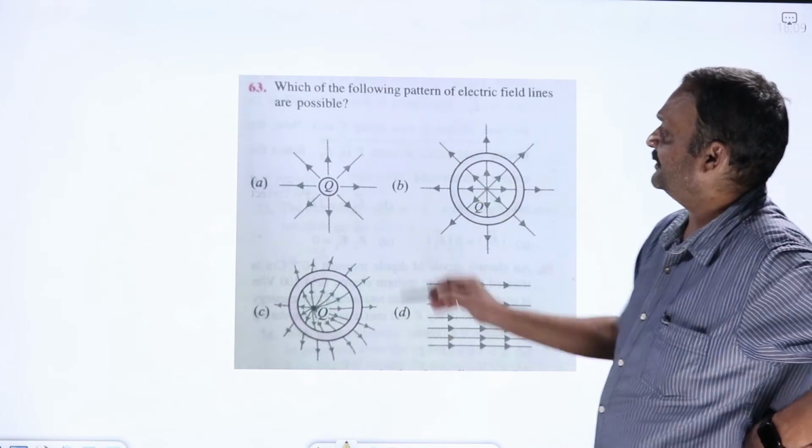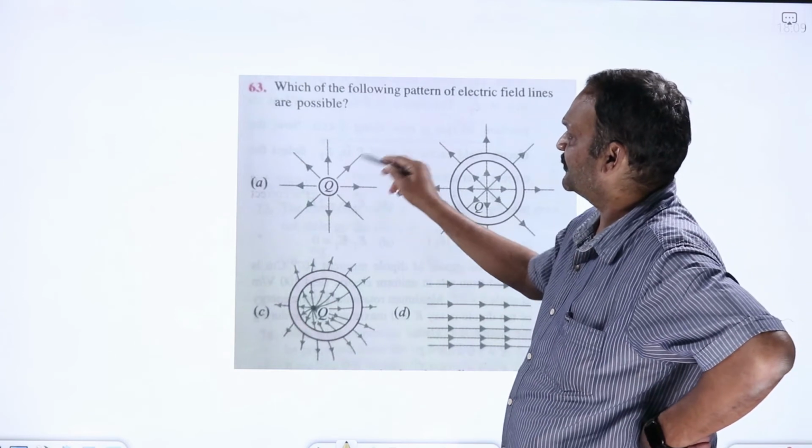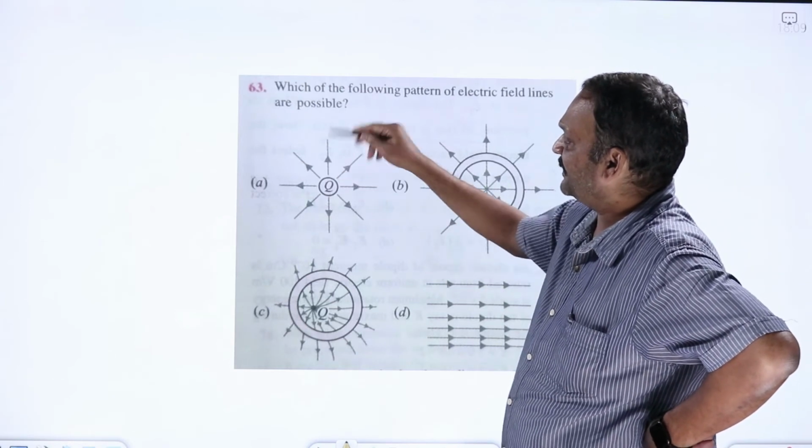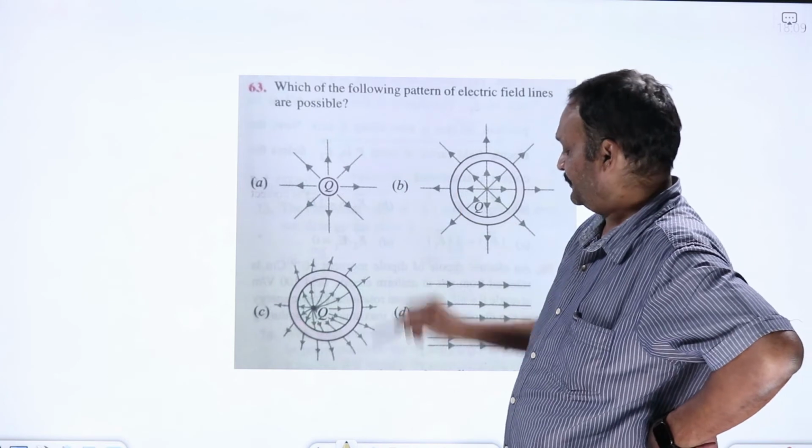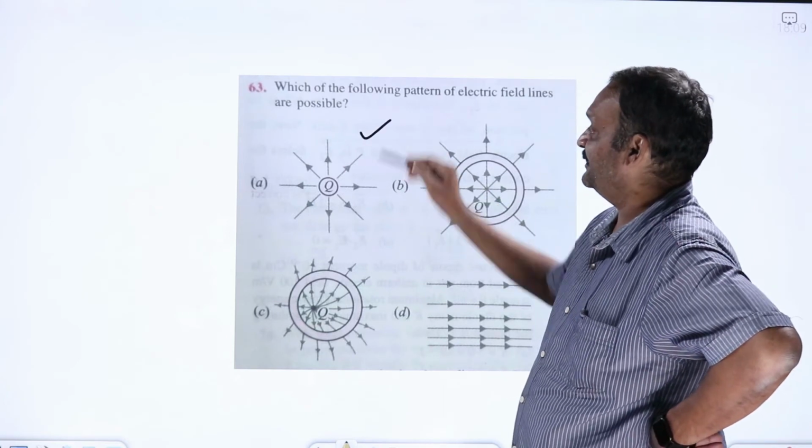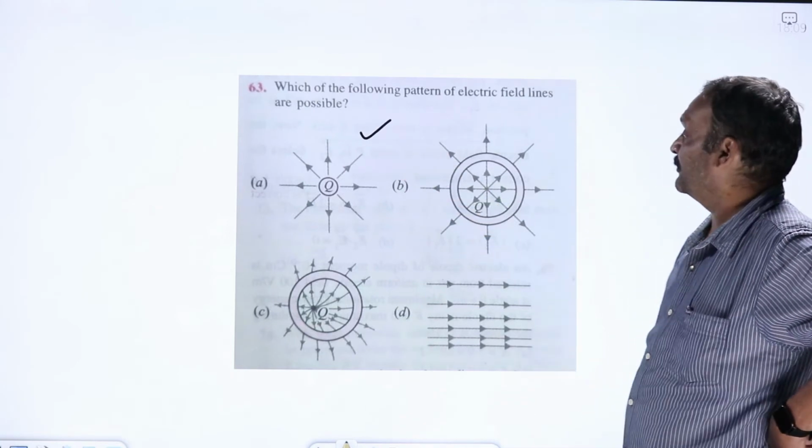Okay, first one, this is some charge q. Lines of force are going out, as we have seen. They are starting from the positive charge and going away. So this one is possible. This one is correct.